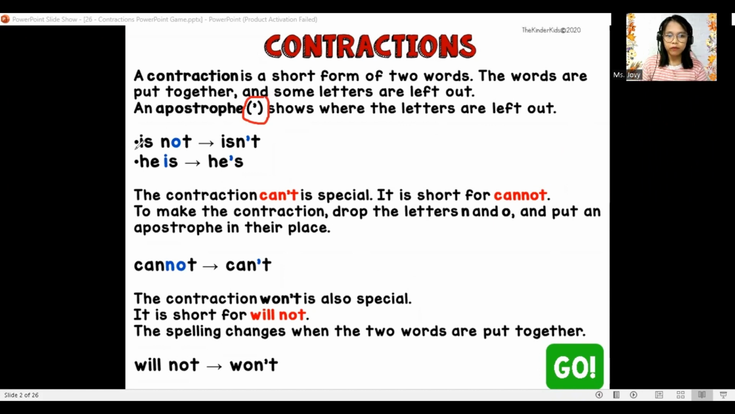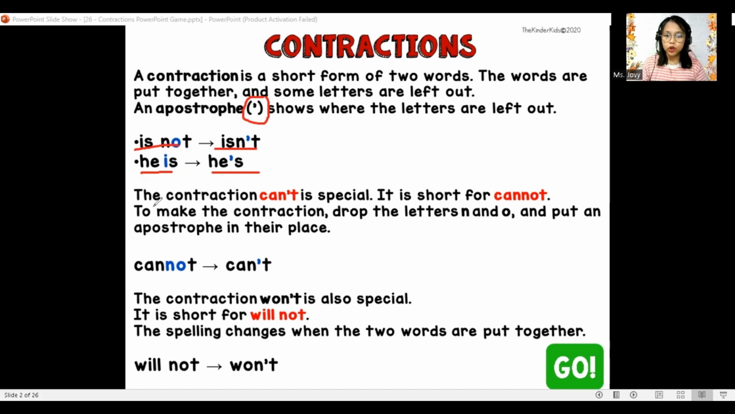Okay, so we have here "is not." What is the contraction of "is not"? We have "isn't." Meaning "is not" is the short form of "isn't." Next, "he is." What is the contraction or the short form of "he is"? We have "he's." Another example for that is "she's," "they're" for "they are," "we're" for "we are," and so on and so forth.